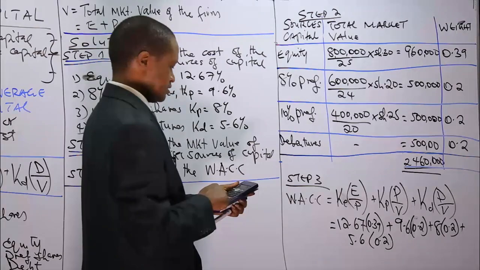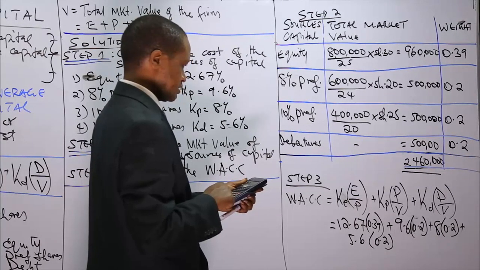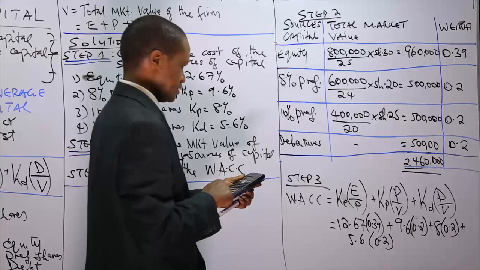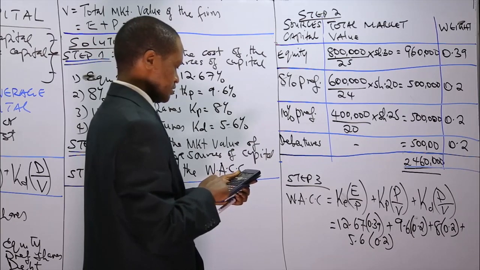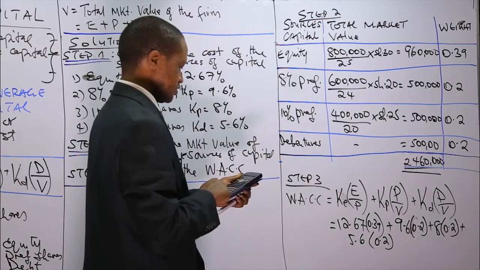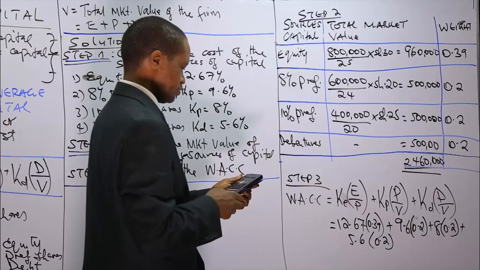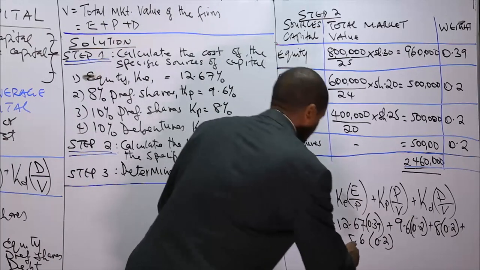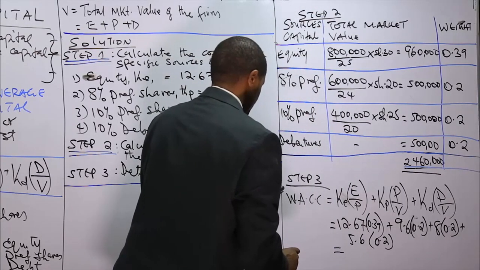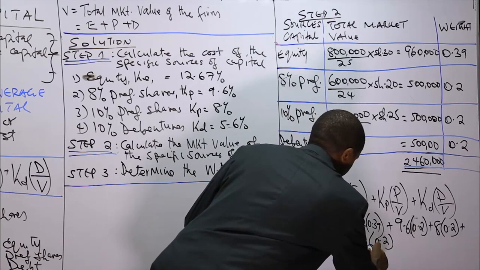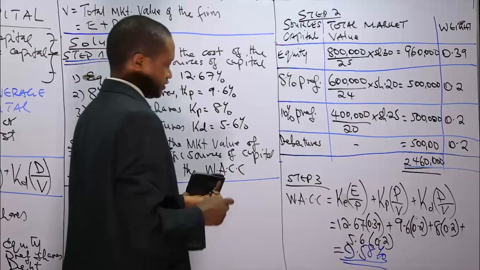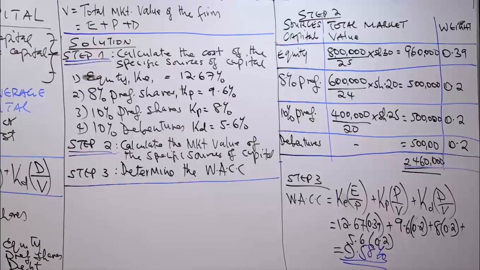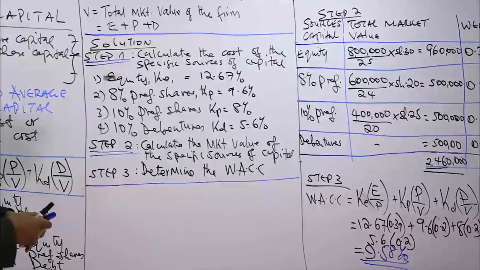So we add: 12.67 times 0.39 plus 9.6 times 0.2 plus 8 times 0.2 plus 5.6 times 0.2. So the weighted average cost for Faida Limited is equal to 9.58%. With that, that marks the end of that illustration.